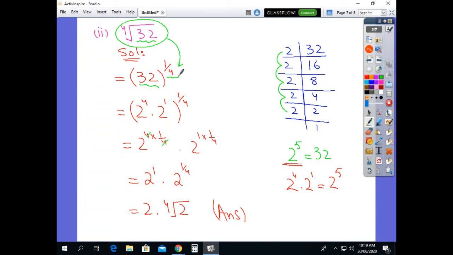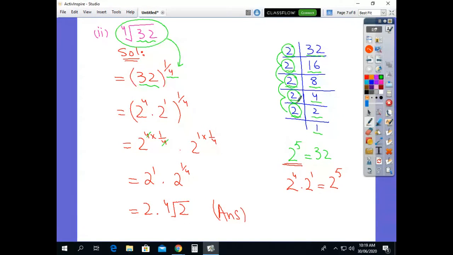Now, after making pairs, if we take the LCM of 32, on 2 table it becomes 16, then again on 2 table it becomes 8, then 4, then 2, and then 1. Here we see, how many 2's are there? 1, 2, 3, 4 and 5.